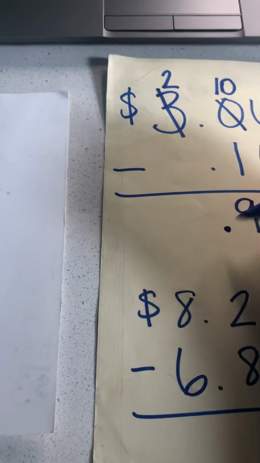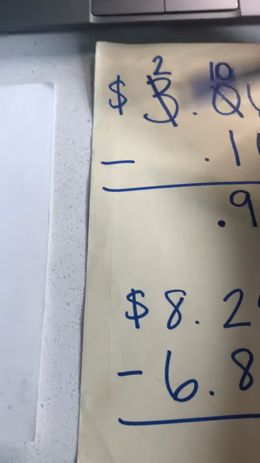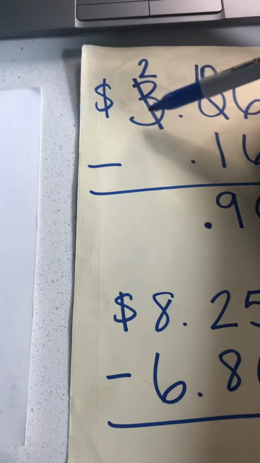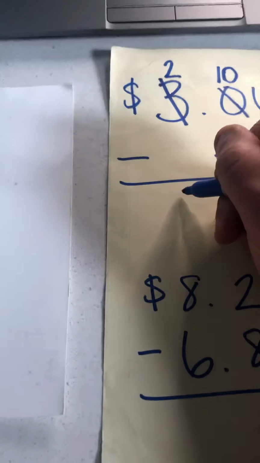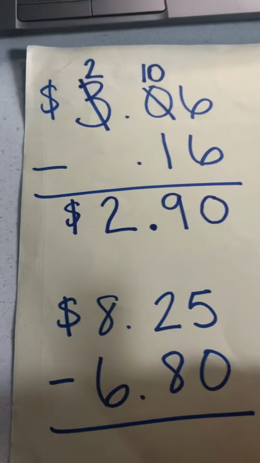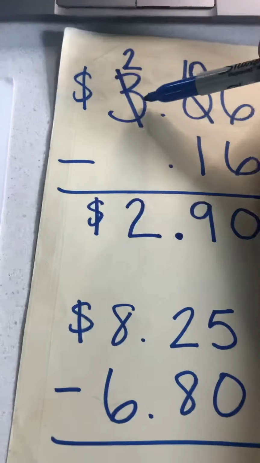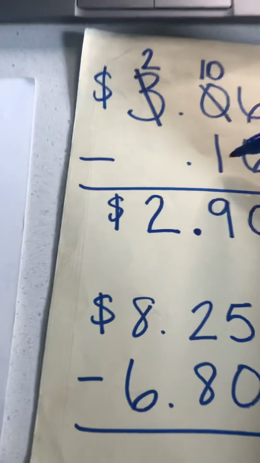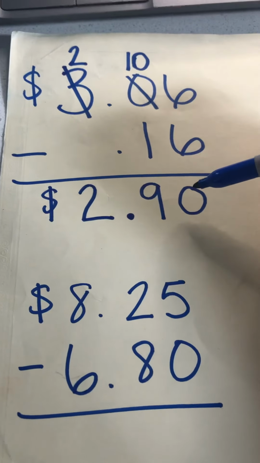We're going to bring down our decimal, and as you can see, we don't have another dollar down here. We borrowed $1, so we have 2, so we're going to bring that 2 down. And now we are left with $2.90 because we started out with $3.06. We took 16 cents away. It left us with $2.90.